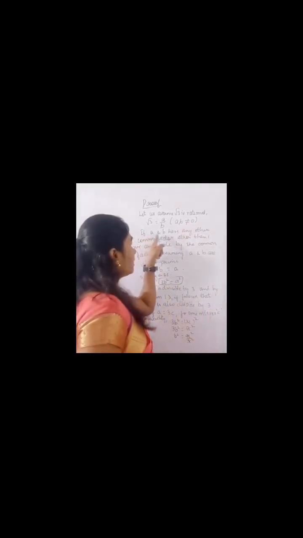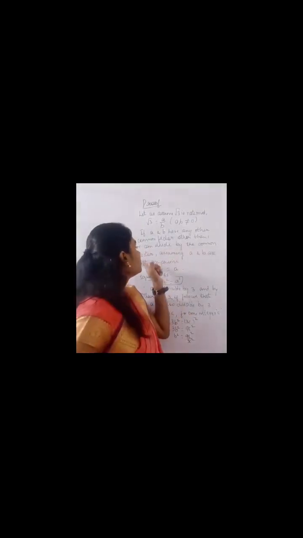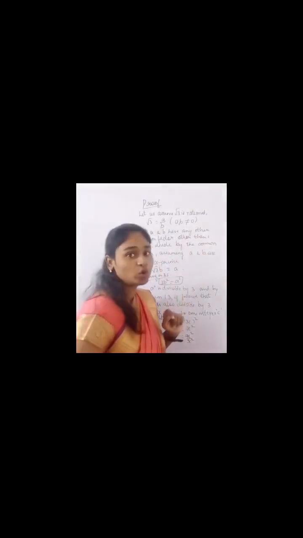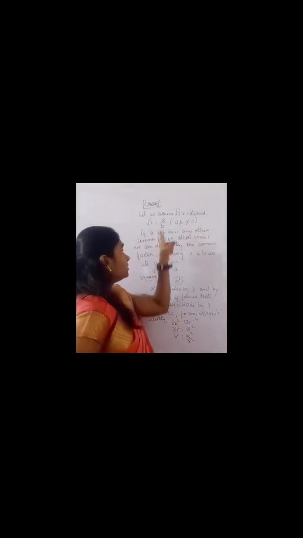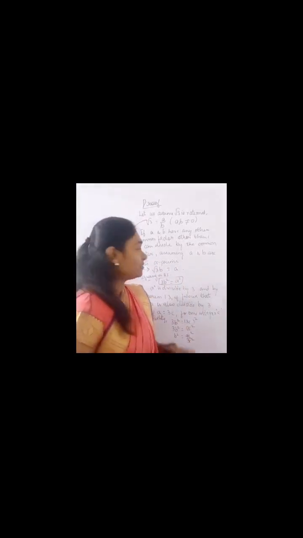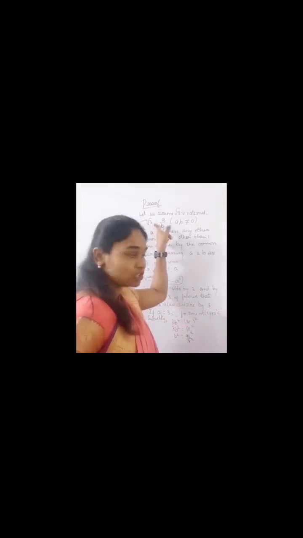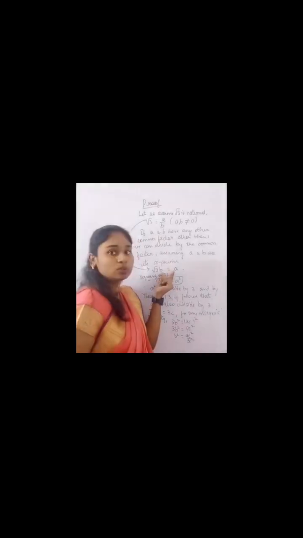Clear? Now, if a and b have any other common factor other than 1, then we can divide by the common factor, assuming that a and b are co-primes, right? Then root 3 is equal to a by b, right? From here, I can get the a value as a is equal to root 3 b, because b gets multiplied to the LHS. So therefore, a is equal to root 3 b.